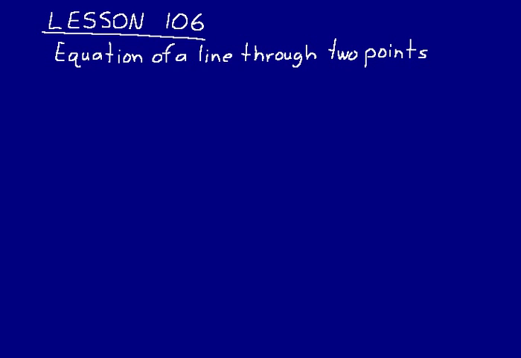Now remember, the standard form for the equation of a line is y equals mx plus b. And b is considered the y-intercept. That is the place where the line crosses the y-axis. Then m, that's the slope.